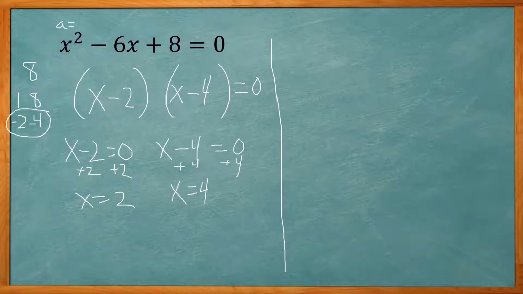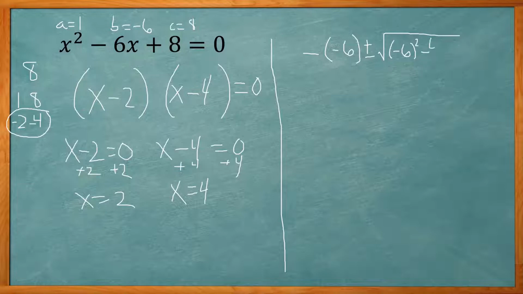So our a is 1, b is -6, and c is 8. So we're going to have -6. Remember to have both negatives in there, the negative part of the equation, and our b is -6, plus or minus the square root of -6 squared minus 4 times 1 times 8, over 2 times 1.